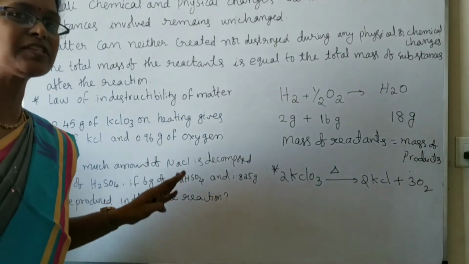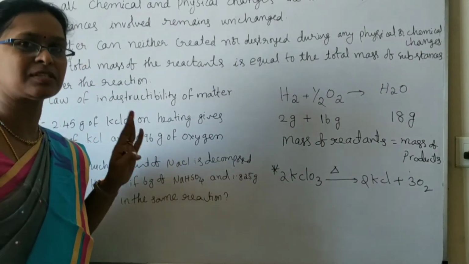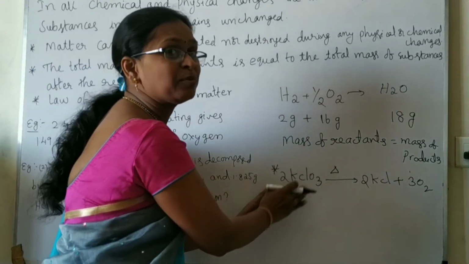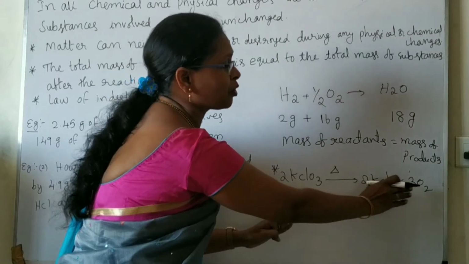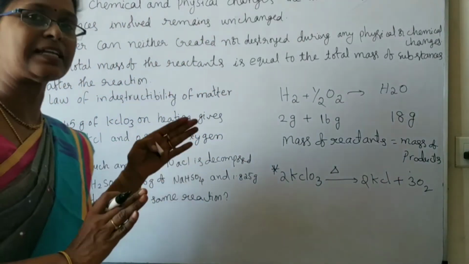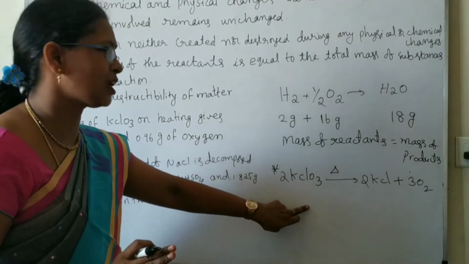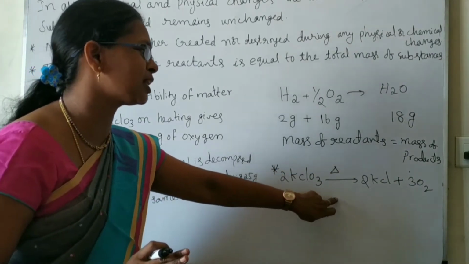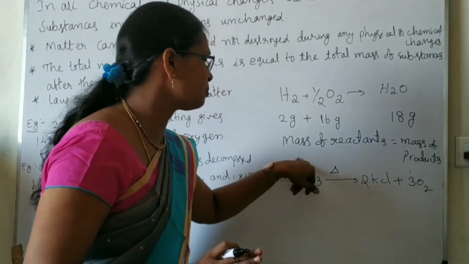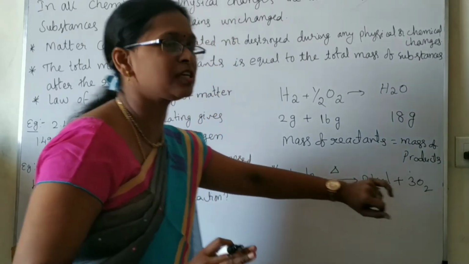The law of conservation of mass should always follow stoichiometric equations, because it should be balanced. The amount of the reactants and the amount of the products should be equal on both sides. Then only can we say it is a stoichiometric equation. So here potassium chlorate on heating is going to dissociate into potassium chloride and oxygen. So 2 moles of potassium chloride and 3 moles of oxygen are coming here.